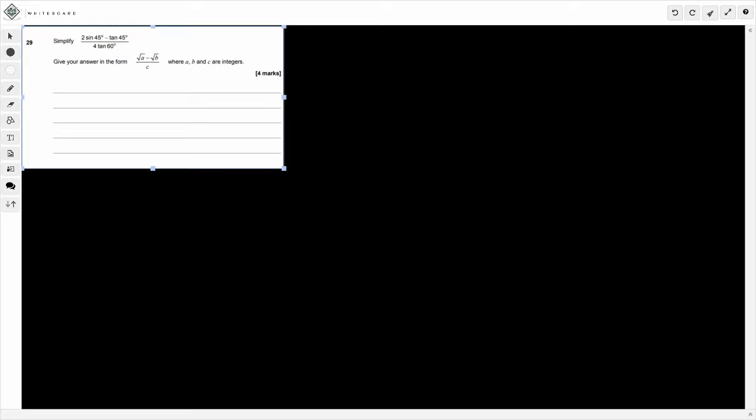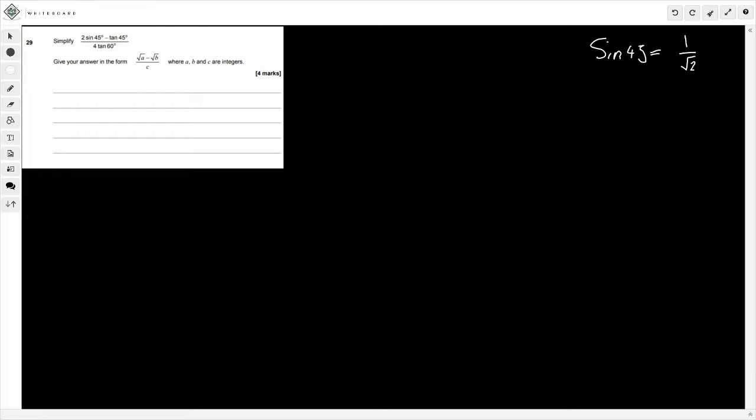So we've got three angles here. We've got a sine 45, we've got a tan 45, and we have tan 60. So we need to think about how do we go about doing this. So the first thing we need to write down is what we know these angles as. So sine 45, let's do this one first. Well, sine 45, remember, is just 1 over root 2. So 1 over root 2.